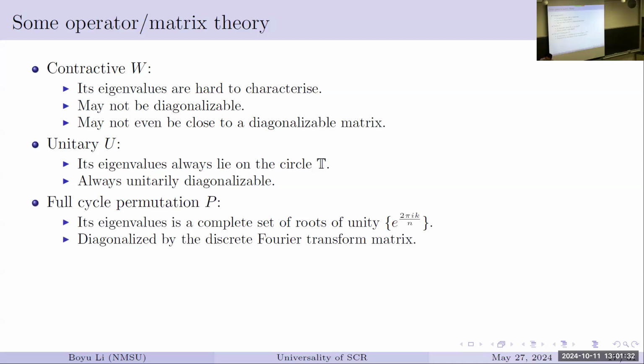And the full cycles we're mostly interested in, we know a lot more about those. We know their eigenvalues are just a complete set of roots of unity. We know how you diagonalize them: it's unitarily diagonalizable, and you just do the discrete Fourier transform. That's how you diagonalize a full cycle permutation. So they're even better, kind of the best unitary we have. So the idea is we start with a contraction, want to move it to a unitary, and then we move it towards a full cycle, and that's where we're going to go.